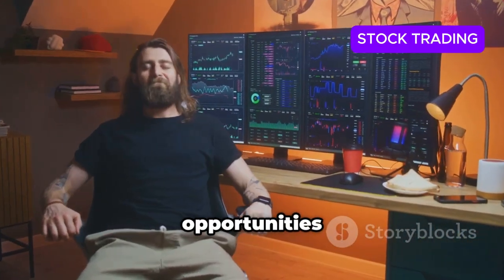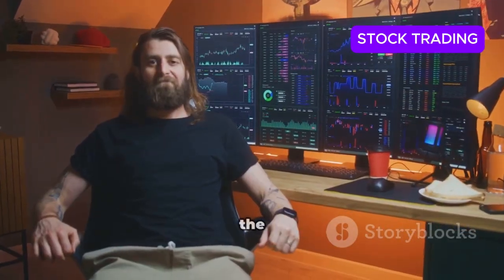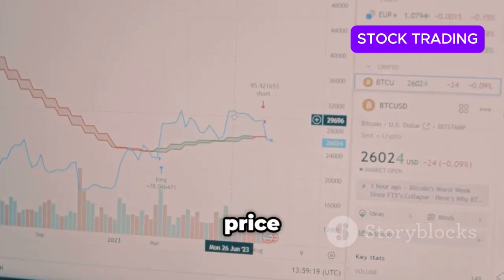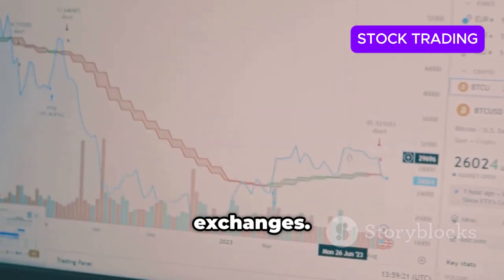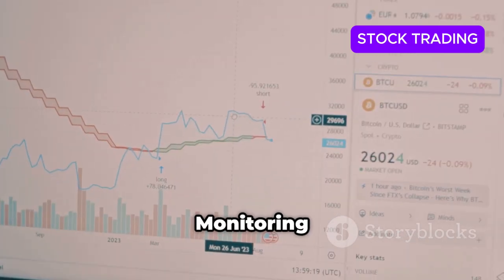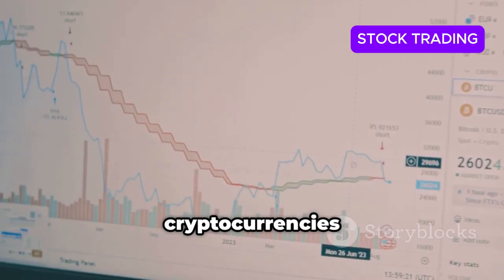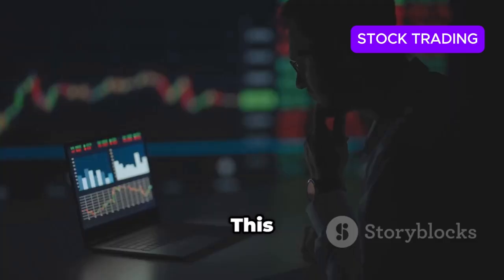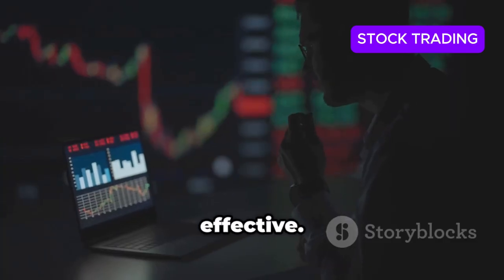Finding arbitrage opportunities requires constant monitoring of the market. You need to identify price discrepancies between exchanges. There are several ways to find arbitrage opportunities. Manual monitoring. Check the prices of your chosen cryptocurrencies on different exchanges. This is time-consuming but can be effective.